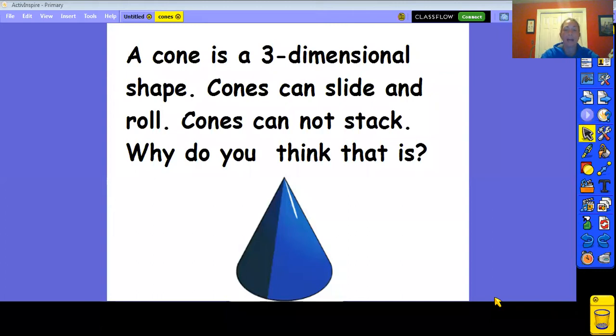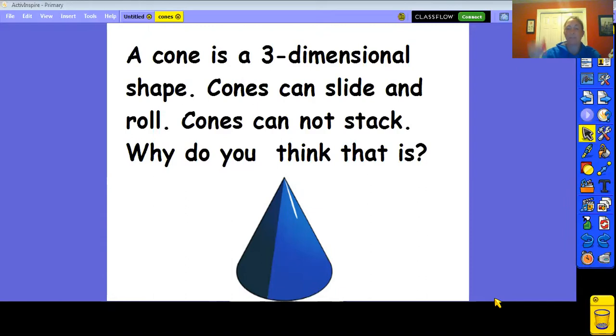And cones can slide because they have that flat surface. So they slide along that flat surface. And that's why shapes like cubes can slide. They actually have 6 flat surfaces. And cylinders can slide because they have 2 flat surfaces. And rectangular prisms can slide. They have 6 flat surfaces. How about the sphere? Does the sphere slide? Doesn't have any flat surfaces.